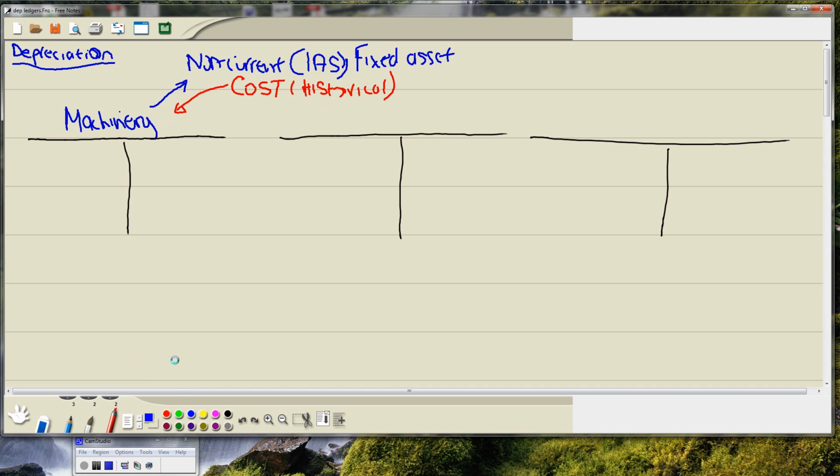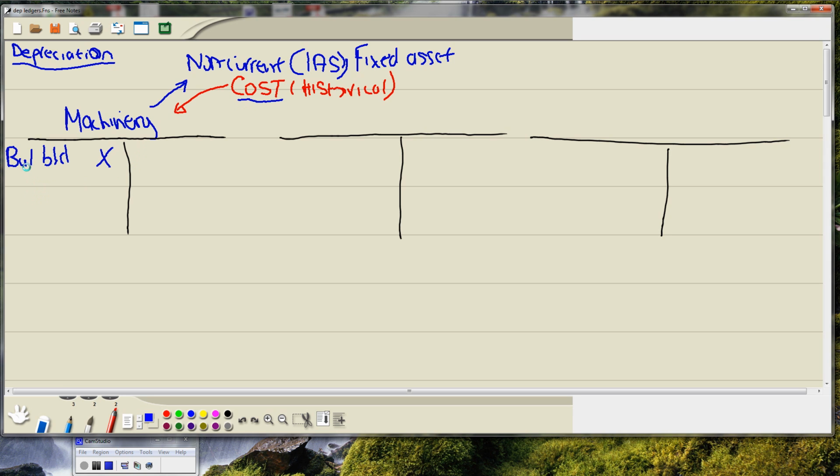So the rules in this case, for an existing business that has some machinery, they'd have a balance b/d, and that's on the debit side, because debits mean an increase of an asset. So that's existing. Balance b/d at the beginning of the year is existing machinery at cost, because of what they paid for it.